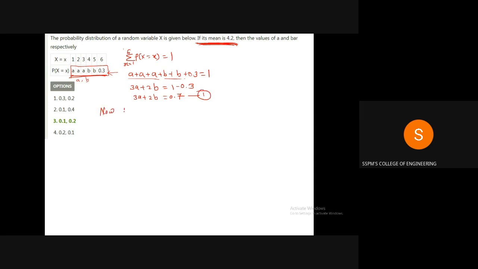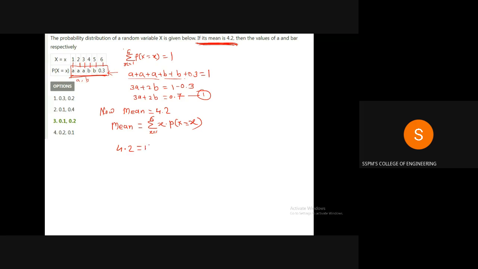Now see, what is the value of the mean? Mean is equal to 4.2, it is given. But we know that mean is calculated like this: mean is equal to summation x p of x, where x goes from 1 to 6. The mean is already given as 4.2. Now we have to multiply this x by p of x and then add them.